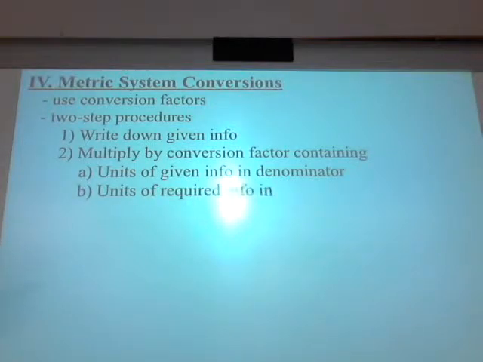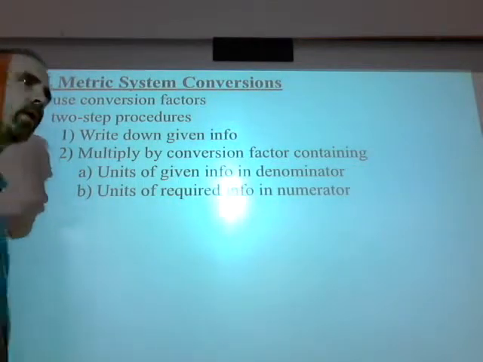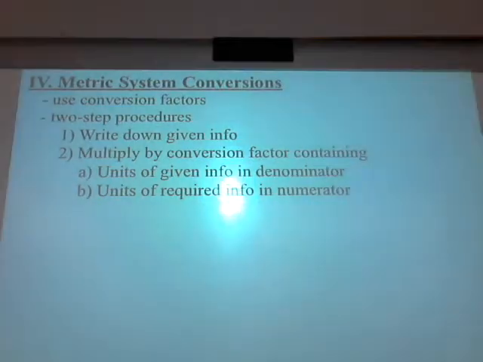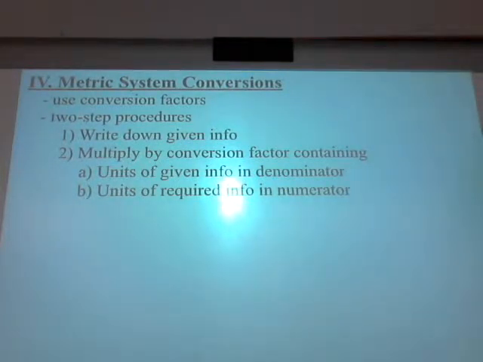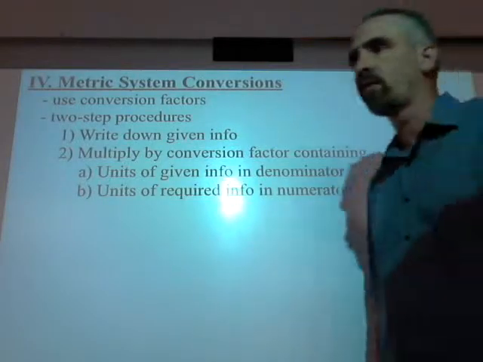And the units of the required information, what you're looking for, if I'm going from kilometers to meters, are going to be in the numerator. So if I'm looking for meters, I'll put them on top. And you simply fill them in with how they're related, how they're actually equal to each other. That's it. That's the only notes I have for this first half of the class.